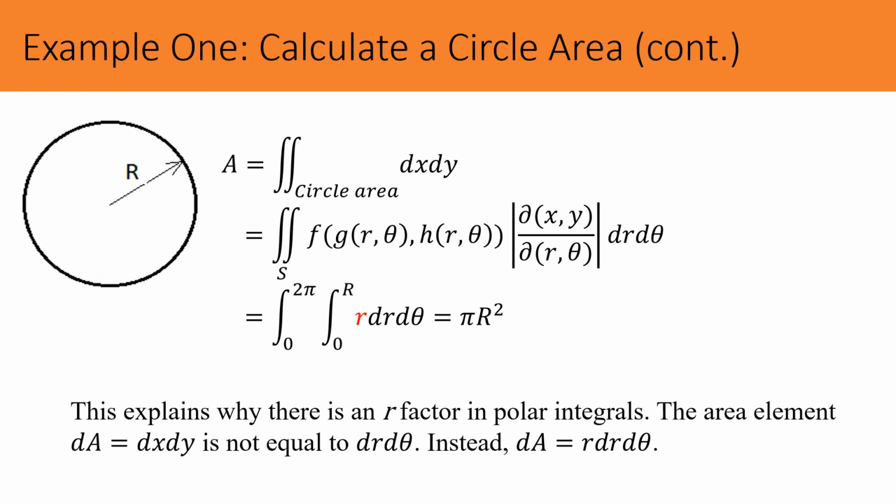Example 1 continued. Continuing the calculation gives us A equals the integral from 0 to 2 pi, the integral from 0 to r of r dr d theta, equaling pi r squared. This explains why there's an r factor in polar integrals. The area element dA equals dx dy is not equal to dr d theta. Instead, dA equals r dr d theta.